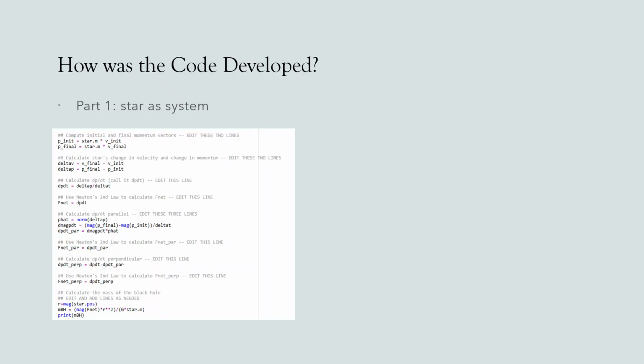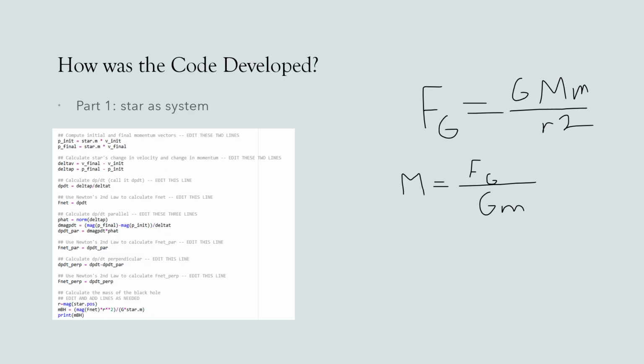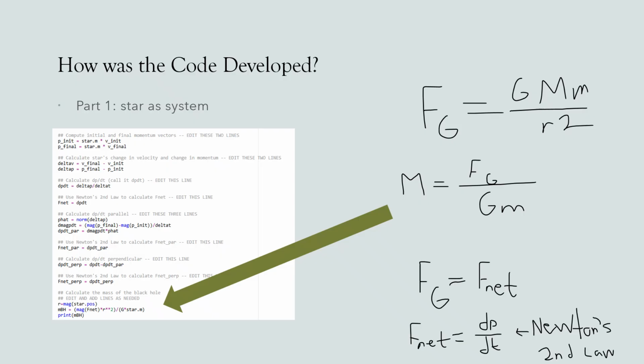Well, the star was chosen for the system in part 1, and since we want to find the mass of the black hole, we can use gravitational force for that because it relates the two. And then this is going to be our last step because we don't know the gravitational force yet, but we can find it because the gravitational force equals the net force. So then we can use Newton's second law, which states that the net force equals changing momentum over changing time.